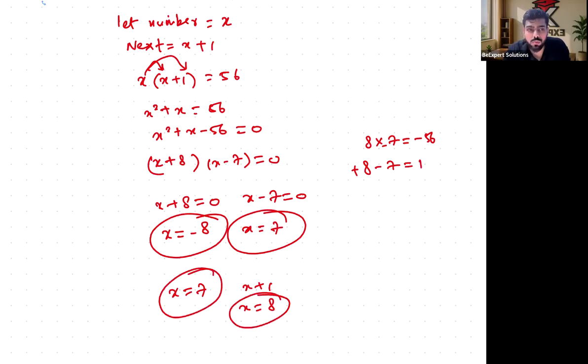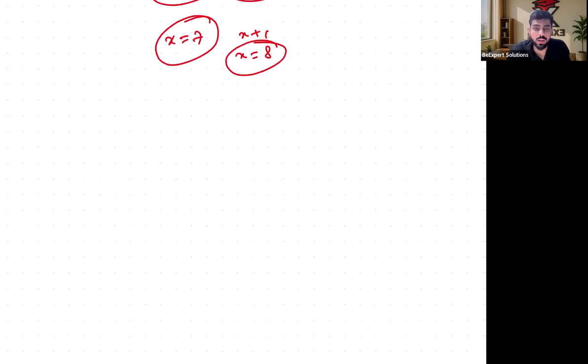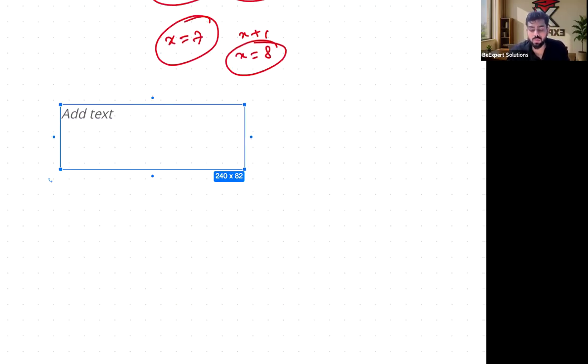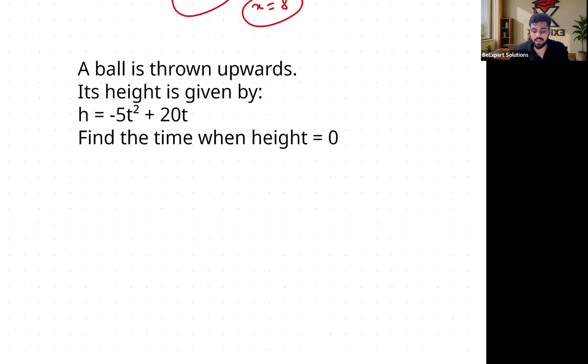Then there is one more question, because word problems are a very important part of this specific chapter. That's why I have written at least 5 questions for you guys to do. So the ball is thrown upward, this is the question, and its height is given by h equals minus 5t square plus 20t. Find the time when height is 0. So how do you do that?